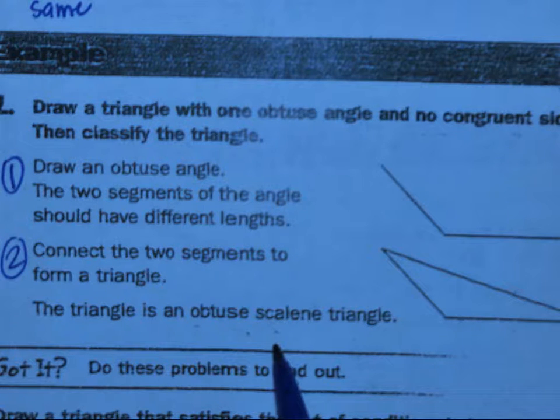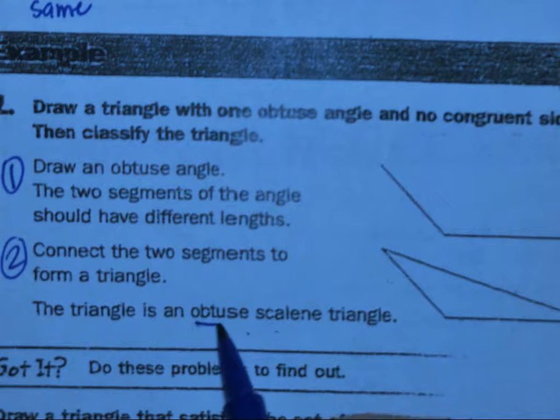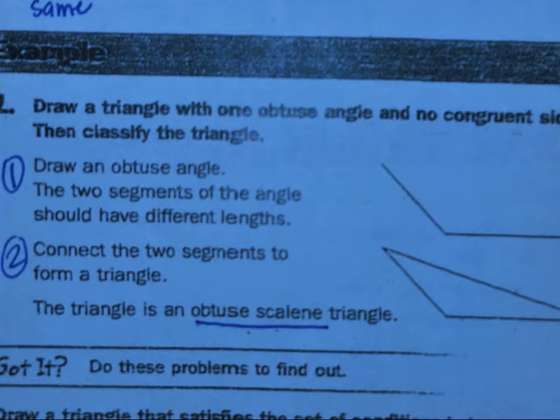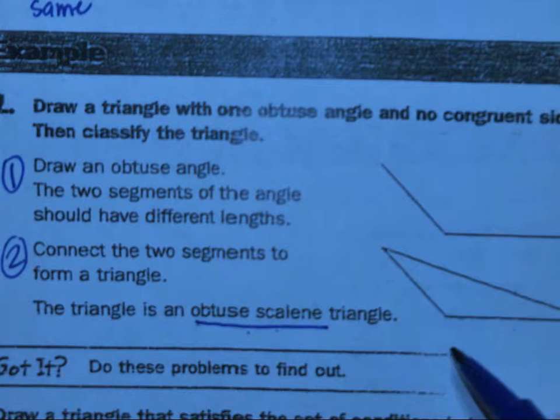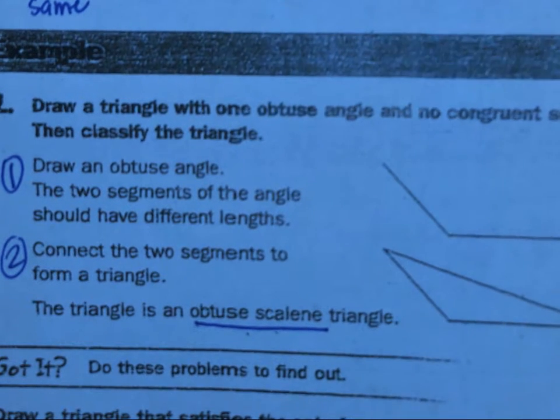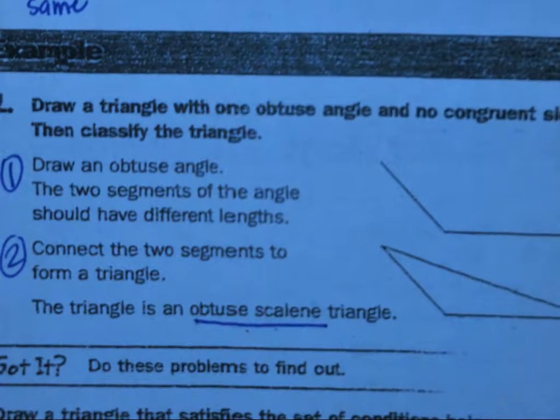Because it has no congruent sides, which they told me. So it's an obtuse scalene triangle because one of the angles was obtuse and then none of the sides were the same, so it's scalene. Okay. Any questions so far?